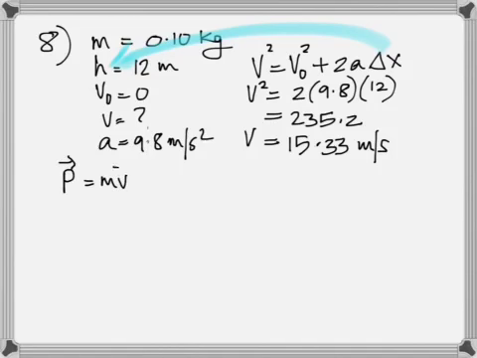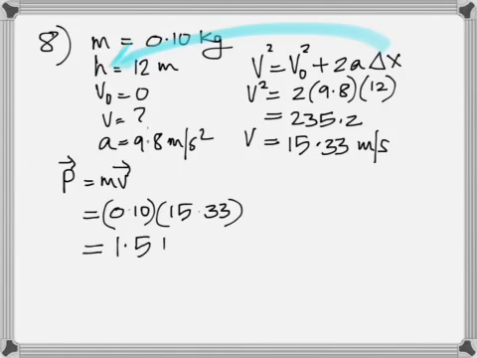Now, momentum is mass times velocity. And so the mass is 0.10 times the velocity is 15.33 meter. So multiply those two numbers to get 1.5 kilogram meter per second.